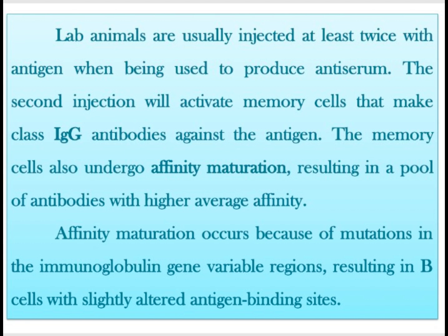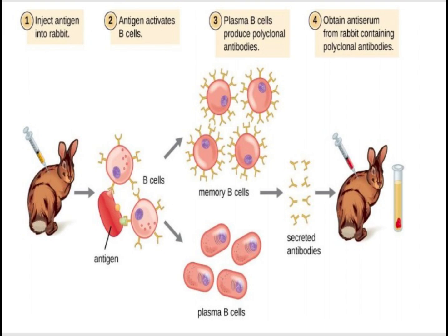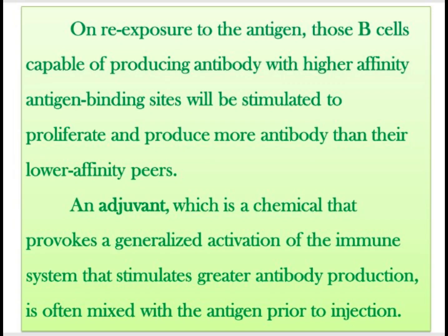Affinity maturation occurs because of mutations in the immunoglobulin gene variable regions, resulting in B cells with slightly altered antigen binding sites. On re-exposure to the antigen, those B cells capable of producing antibody with higher affinity antigen binding sites will be stimulated to proliferate and produce more antibody than their lower affinity peers.